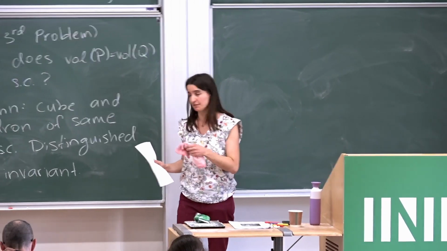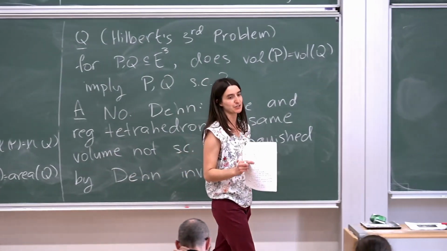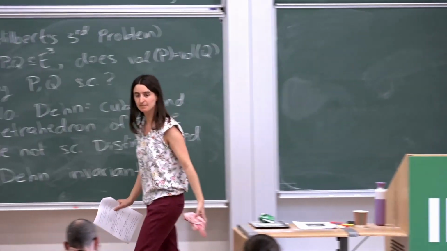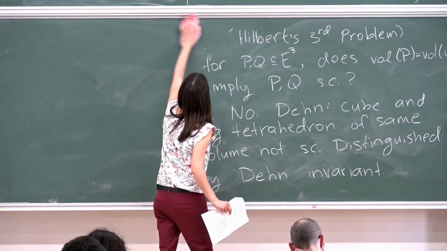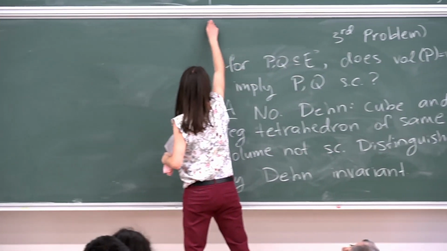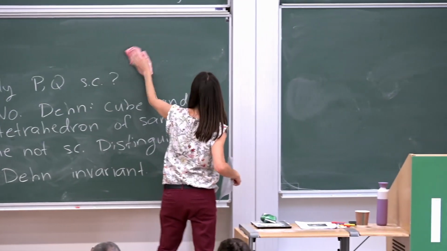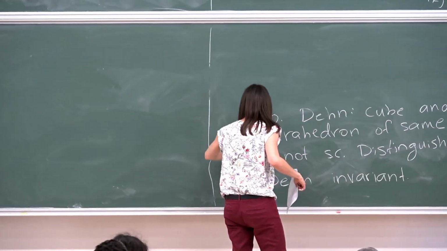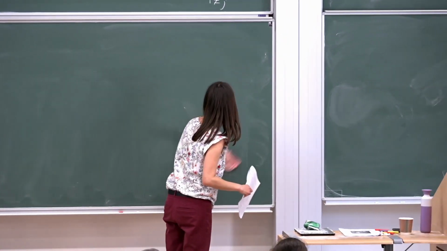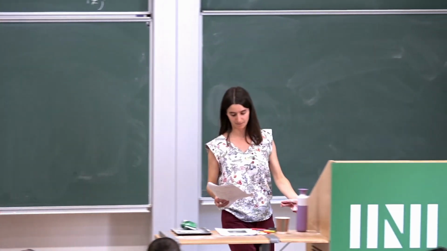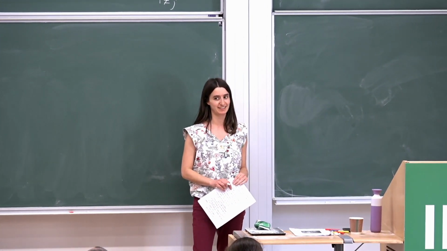So it is very difficult, but there's a lot of work studying the kernel of the Dehn invariant and trying to say various things about it. All right. Other questions before we move on to the higher K groups?